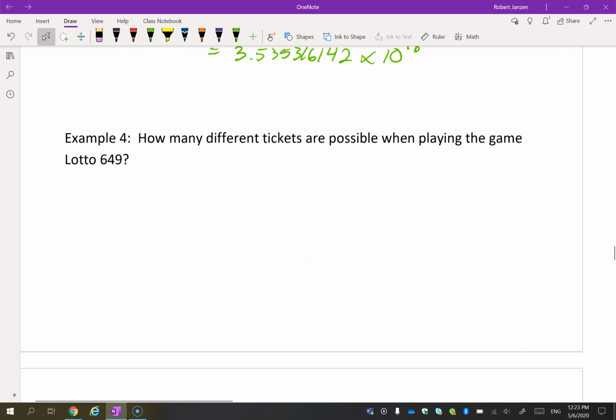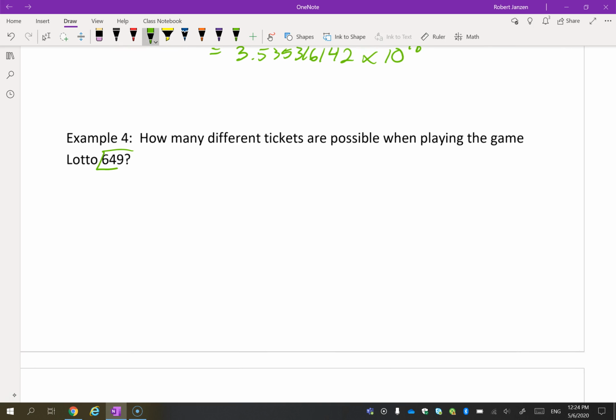Okay, let's do one that's a little closer to home here. Lotto 649. You guys know anything about Lotto 649? That's a lottery that happens in Canada. In Lotto 649, there are 49 numbers, so the numbers 1 to 49, and you choose 6 of them. Again, order doesn't matter here. So 49 choose 6.